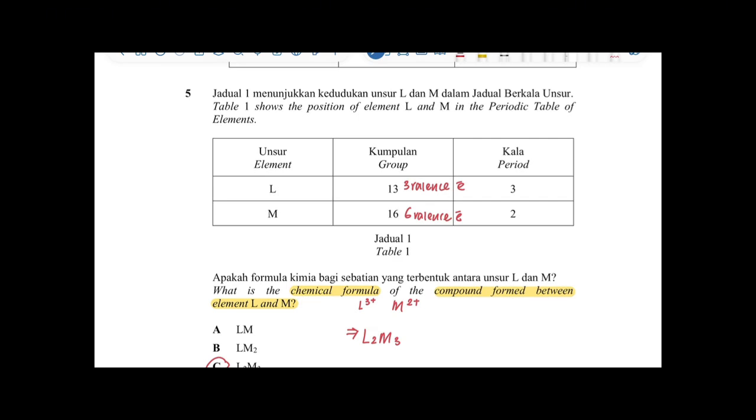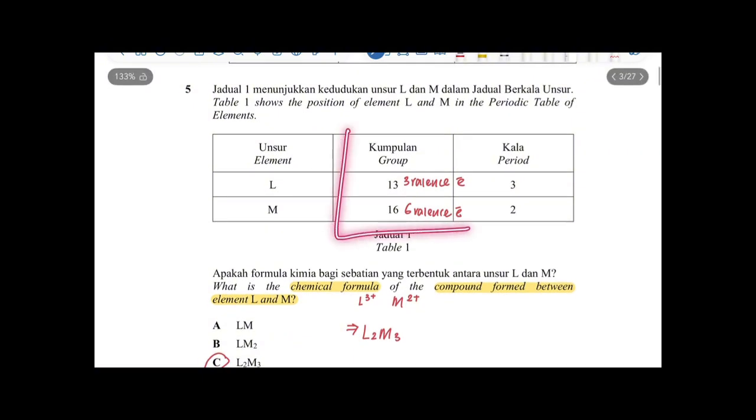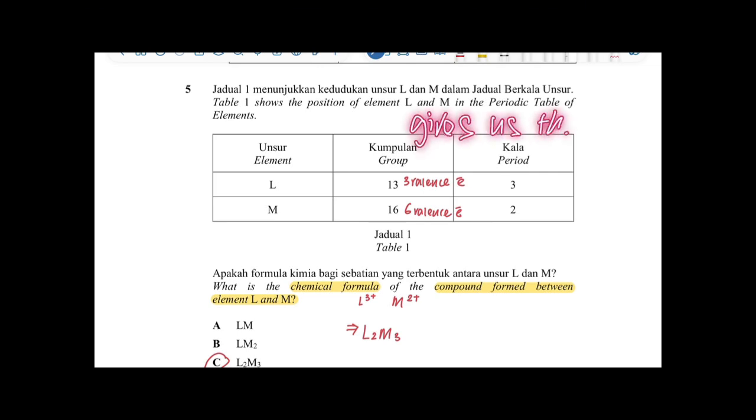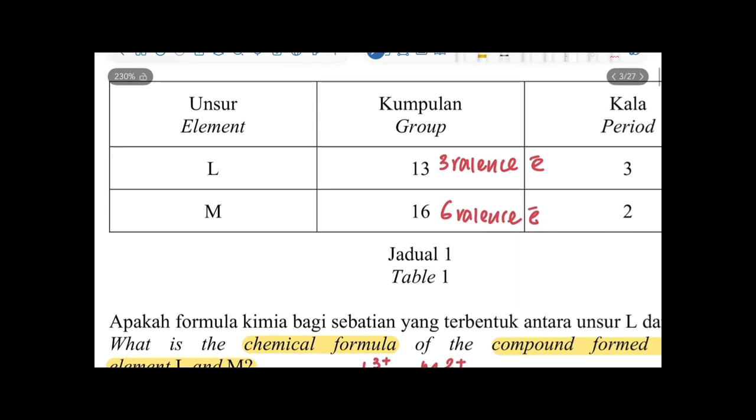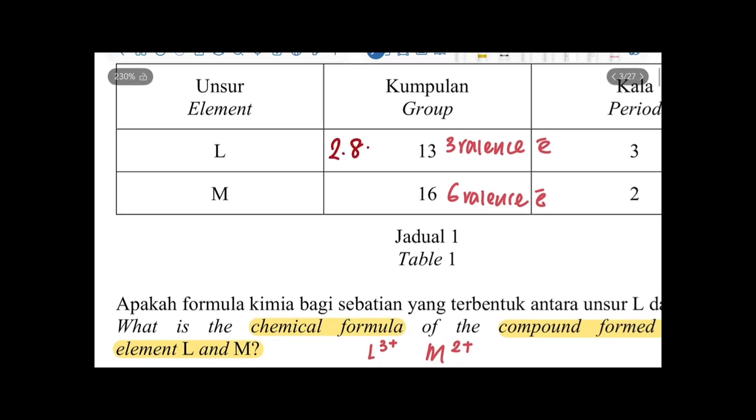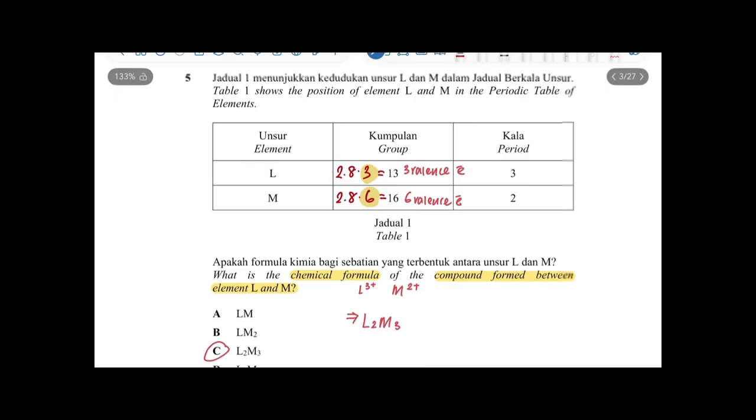So I will directly look at the group, because group gives the information related to the valence electron. For element L, this is group 13, meaning that it has 3 valence electrons. Meanwhile, element M has 6 valence electrons. The reason why is because we can write out the electron arrangement for the element itself. So it matches these 13 and 16, meaning that in the valence electron shell, it has 3 and 6 valence electrons.